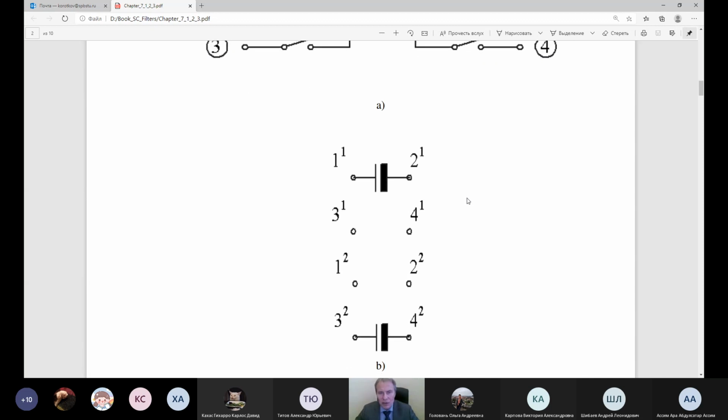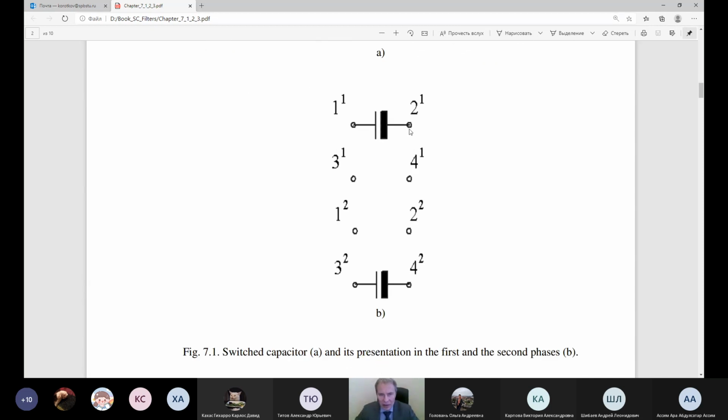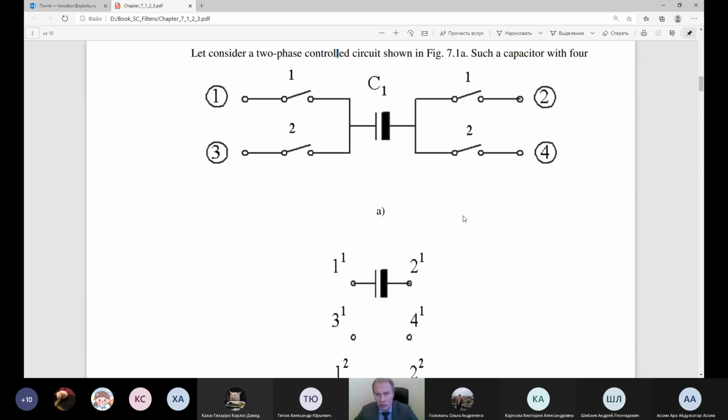So here on the next picture we can see the equivalent presentation of the circuit. Look, on the first phase the capacitor is included between node number 1 and node number 2, and between node number 3 and node number 4 on the first phase there is nothing. There is nothing. And vice versa.